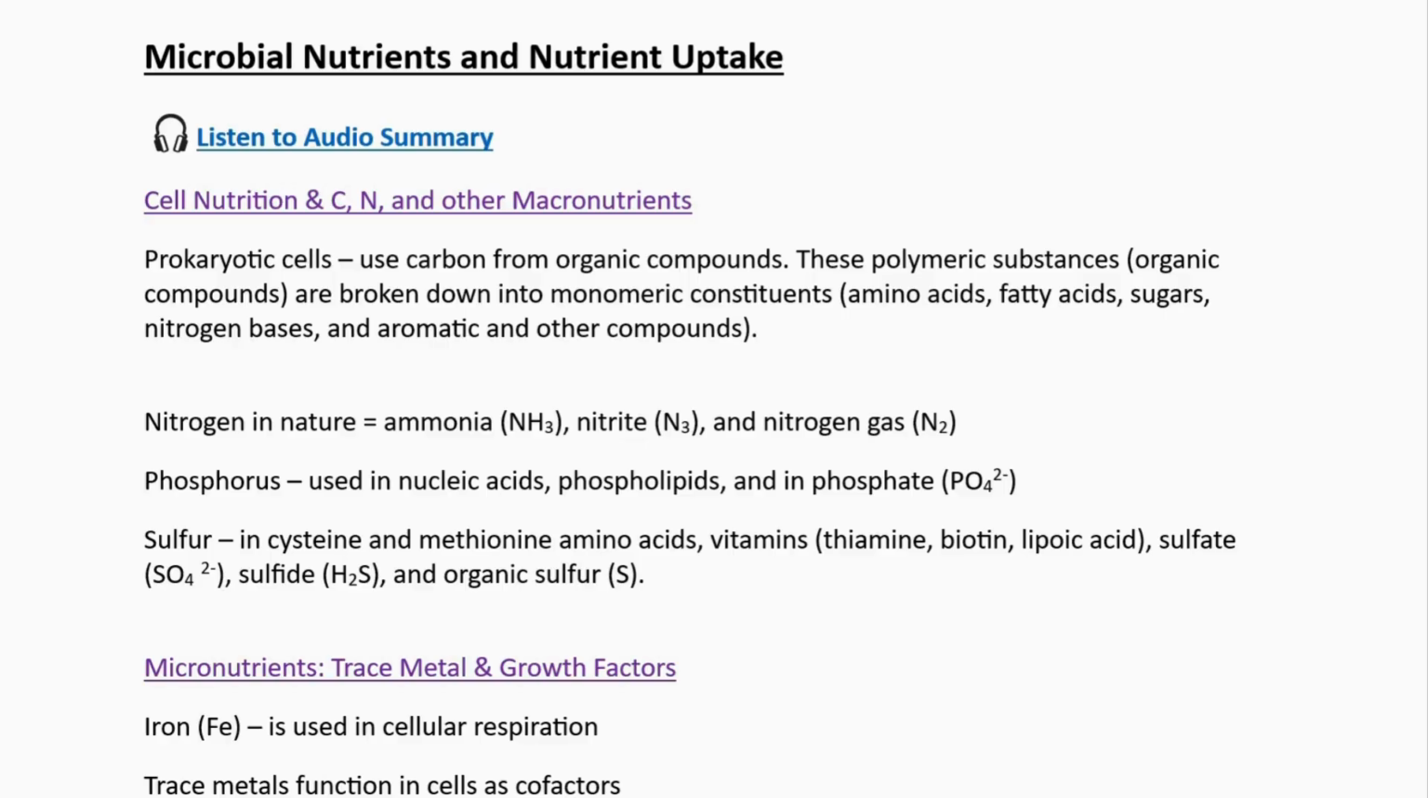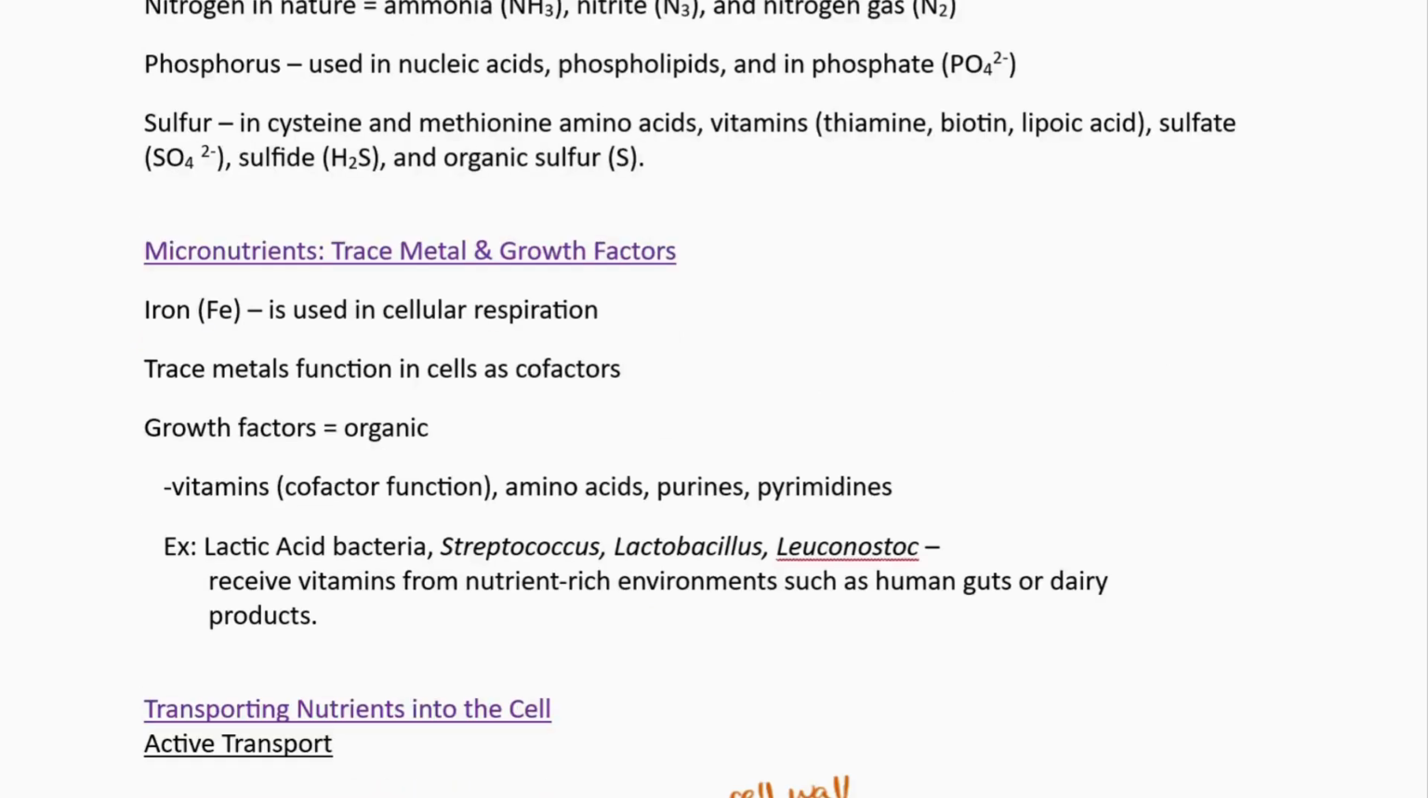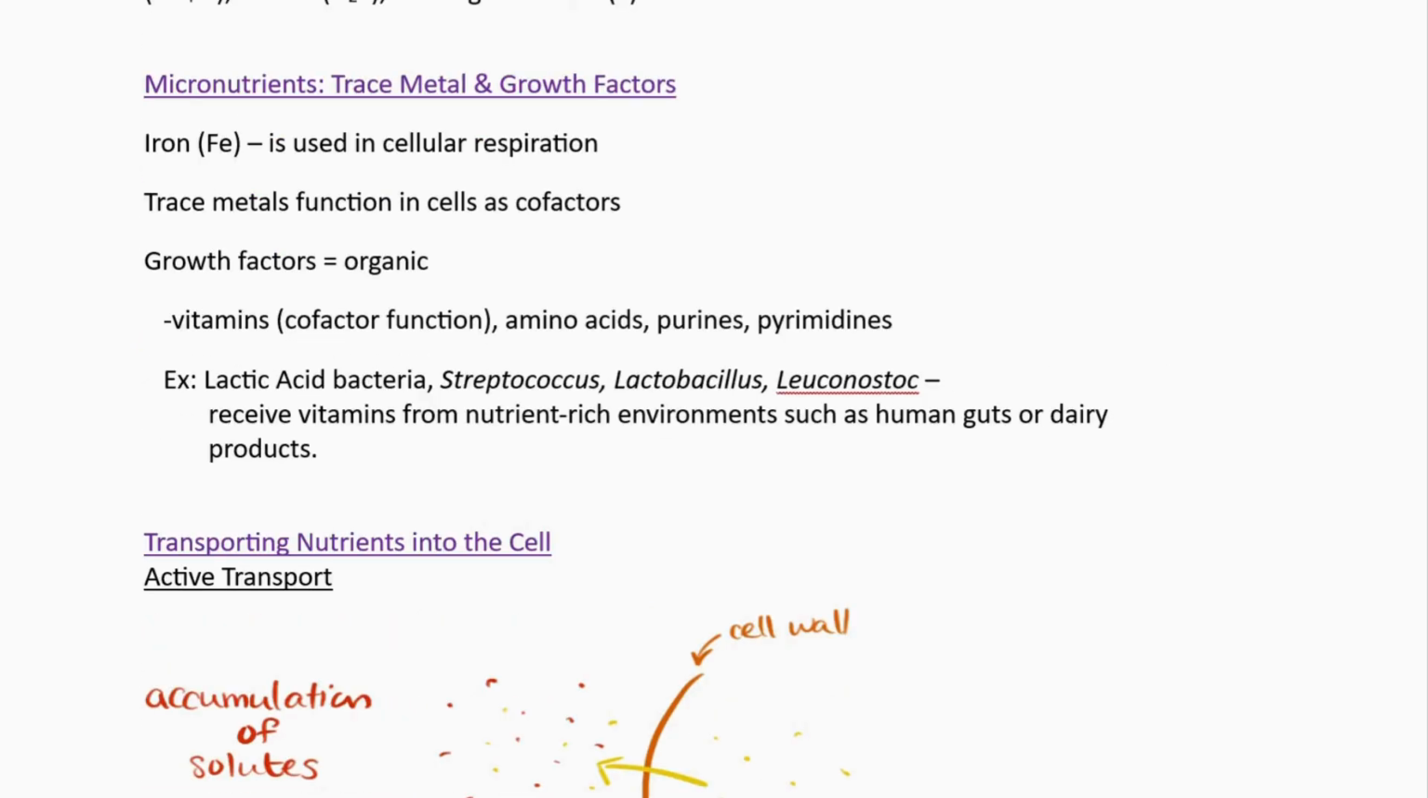In addition to these macronutrients, cells also require micronutrients like iron, which is essential in respiration, and other trace metals that act as cofactors. Organic growth factors such as vitamins, amino acids, purines, and pyrimidines are also required, especially by bacteria like Streptococcus and Lactobacillus, which often get them from nutrient-rich environments like the human gut.